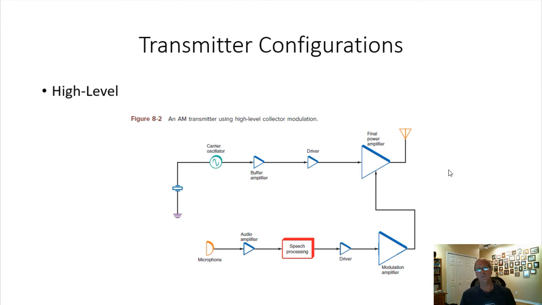There are a couple of different transmitter configurations: high level, low level, and of course there's SSB. So this is a diagram of a high level transmitter. The distinguishing feature of a high level transmitter is this part right here, where the final power amplifier is where the modulation occurs. I have a microphone going into a little audio preamp, then some speech processing, which performs dynamic range compression, maybe a little compression, so you don't overmodulate the modulation amplifier here and cause distortion.